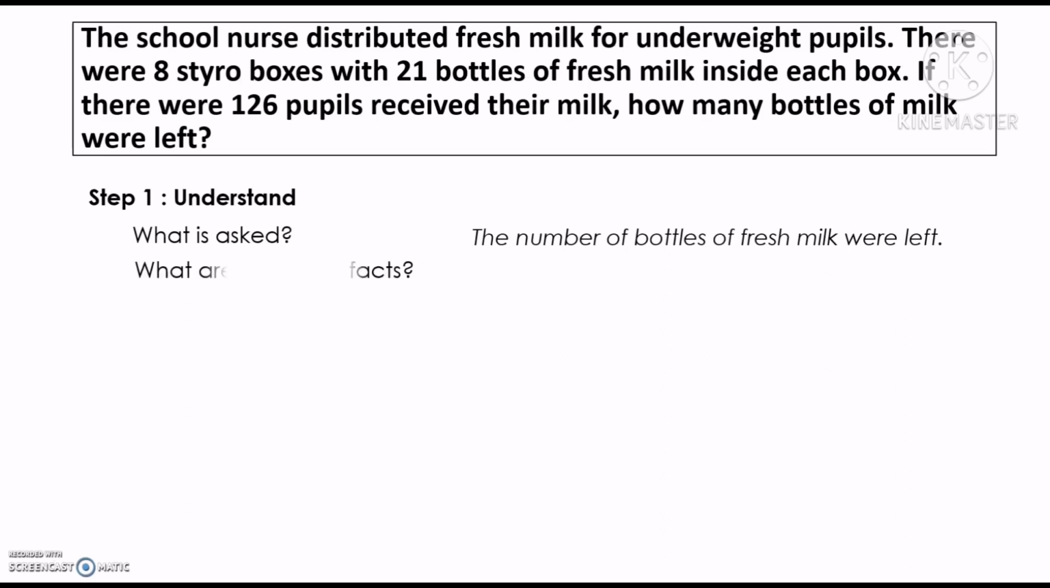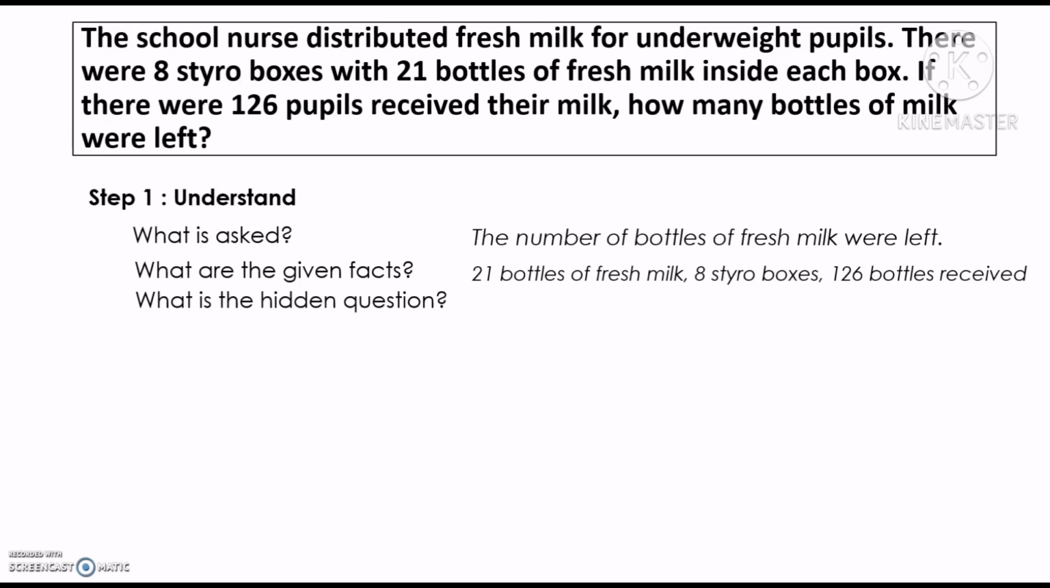Next, what are the given facts? There are 3, right? You have 8 styro boxes, 21 bottles of fresh milk in each box, and you have 126 bottles received by the pupils. Take note that there are 3 given. You might be confused about how we're going to work on that. So there is what we call a hidden question. The hidden question will be the total number of fresh milk.